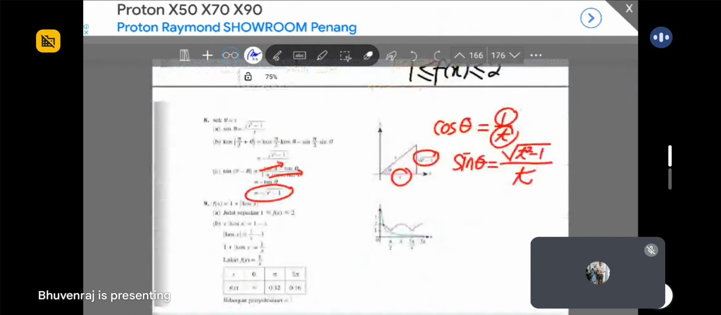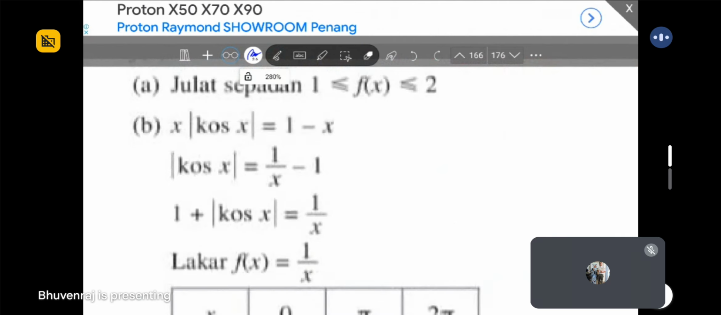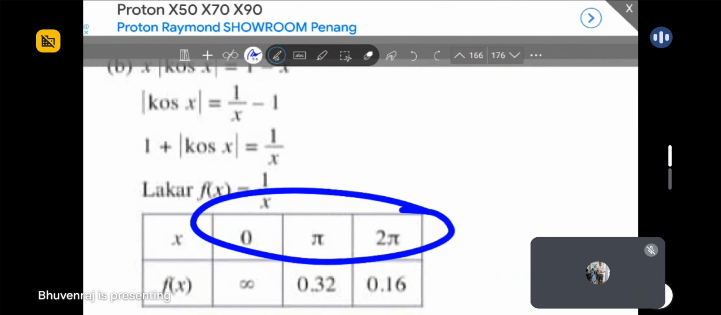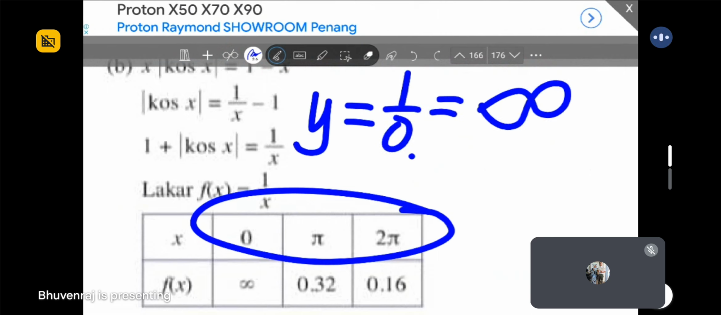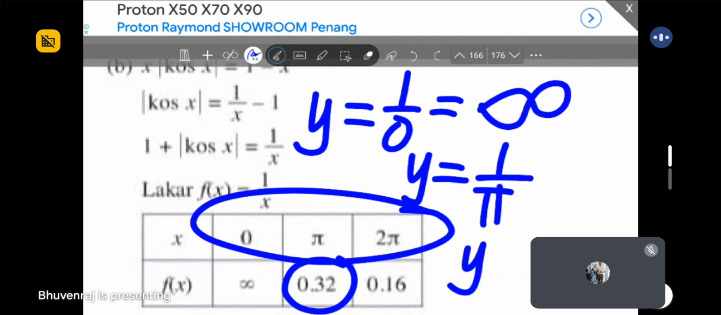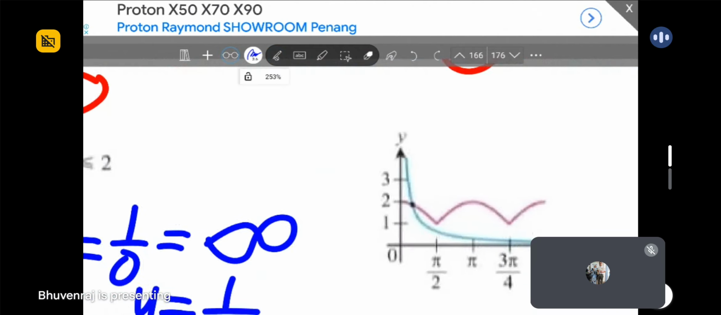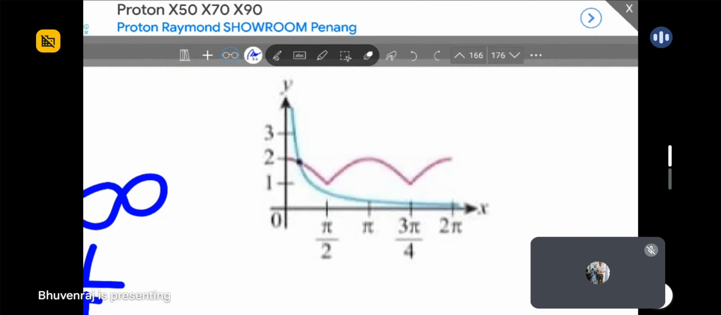Okay, so you can see over here. So of course, nilai x yang kamu letak kena dalam julat lah. Okay, so you can just use a few points. 3 points is enough already for you to draw the curve. 3 titik cukup. Okay, so you just substitute x equal to 0, y equal to 1 over 0, confirm infinity. x equal to pi, y equal to 1 over pi, your answer should get 0.32. And x equal to 2 pi, y equal to 1 over 2 pi, so your answer should get 0.16. Okay, so from these 3 points, you can actually plot the graph. Boleh lukis graph ni.